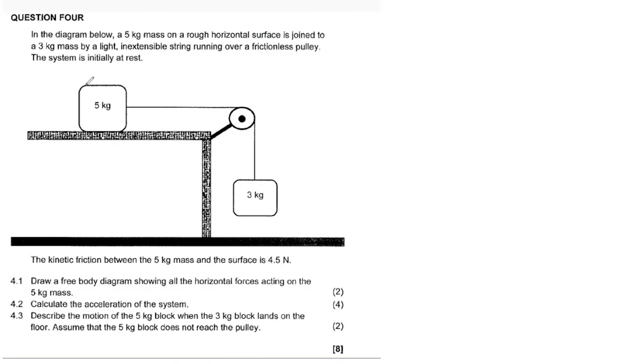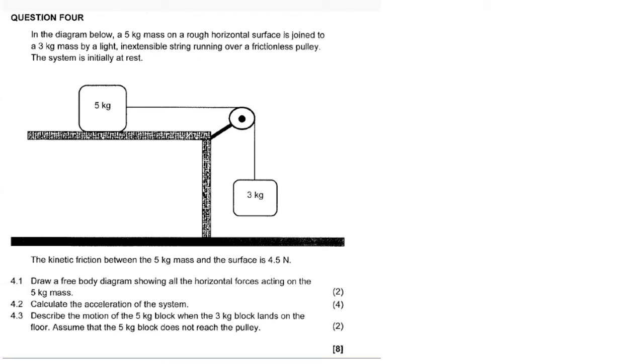Okay, so we have question 4, still on Newton's second law. It says, in the diagram below, a 5 kg mass on a rough horizontal surface is joined to a 3 kg mass by a light inextensible string running over a frictionless pulley. The system is initially at rest, right?